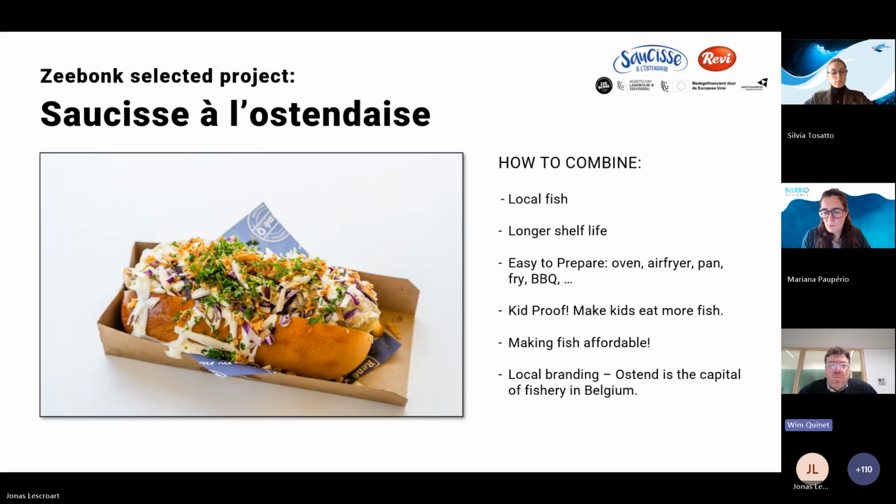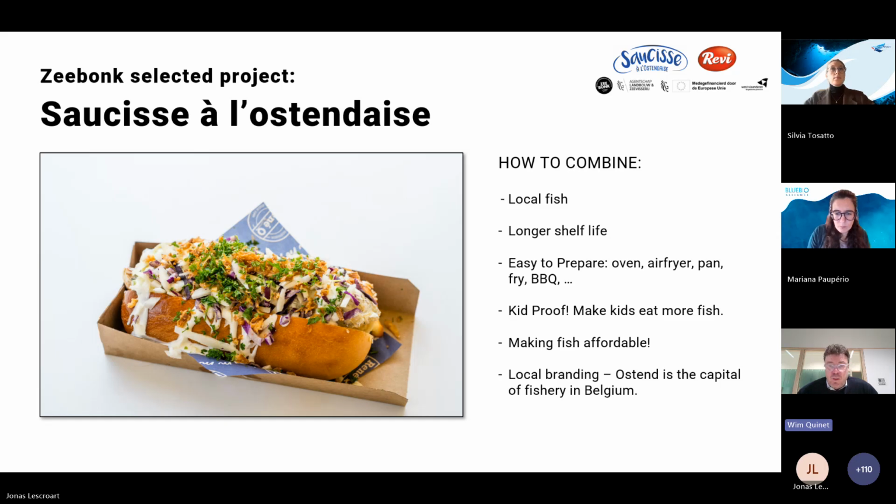Next slide, please. So we created this saucisse à l'Ostendaise. The idea was how can we combine local fish species, how can we create a longer shelf life instead of the 4 or 5 day fresh shelf life of fish. We can make a product easy to prepare: oven, air fryer, pan, fry, barbecue, whatever. We would like to make fish very kid-proof. We would like to make kids eat more fish. And of course, making fish very affordable, which is not the case very often today.